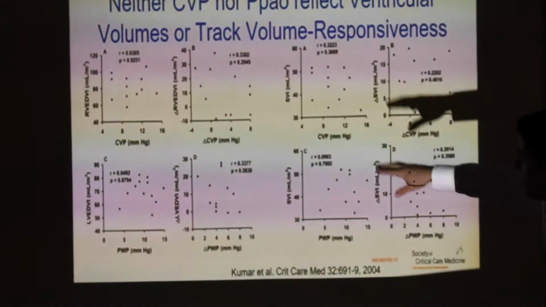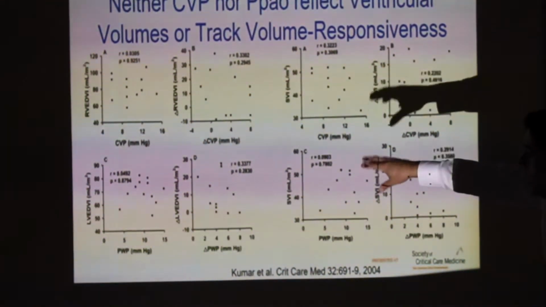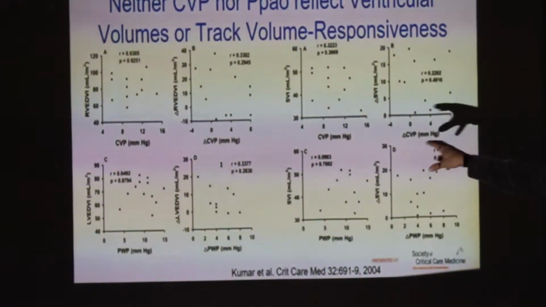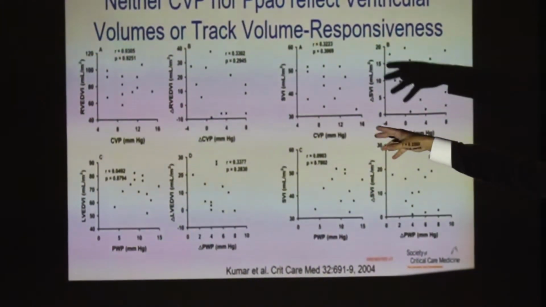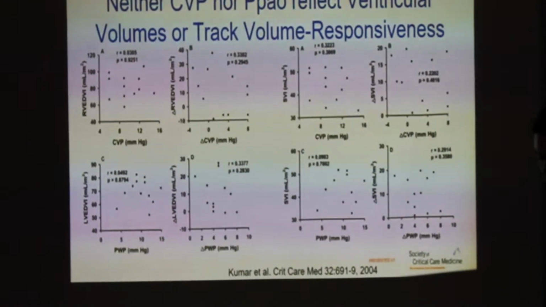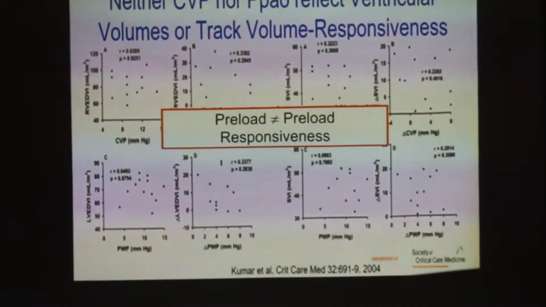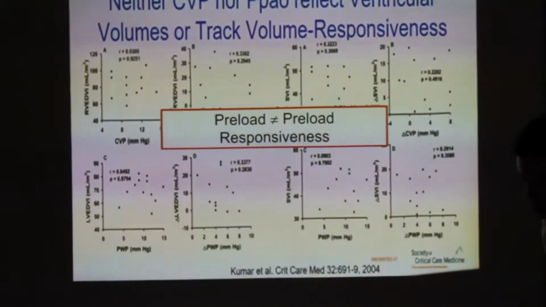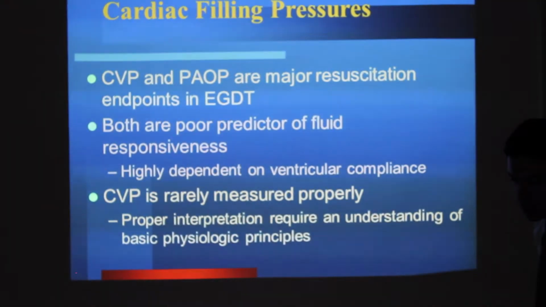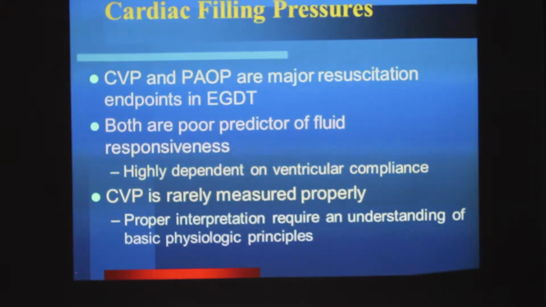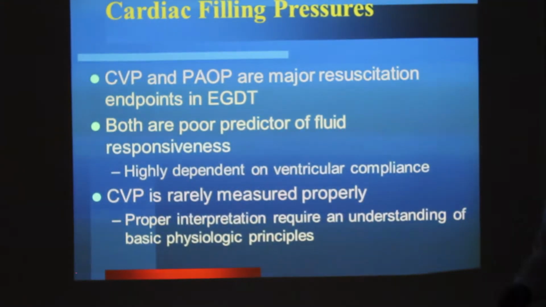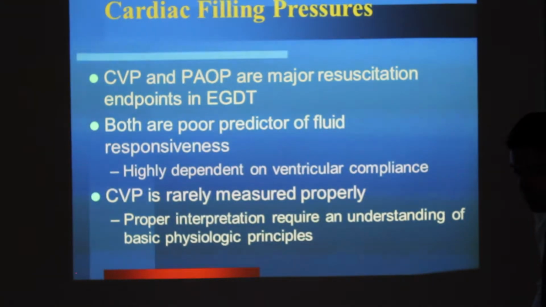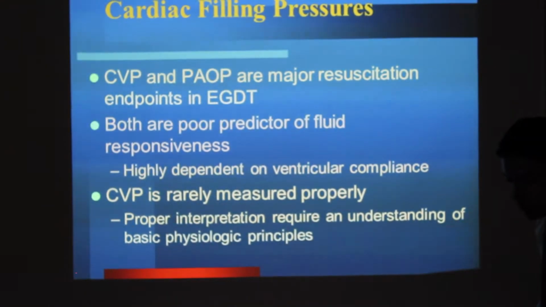This is a study that looked at the correlation between the parameters that you obtain from the wedge pressure and different parameters, and it doesn't really help you determine volume responsiveness. So it tells you about the preload, but it doesn't tell you about preload responsiveness. CVP and wedge pressure were major endpoints in the early goal-directed therapy. I think now we're waiting until we get the new guidelines, and I have some protocols at the end I would like to share with you also. Both are very poor predictors of fluid responsiveness, and we should not be using them.